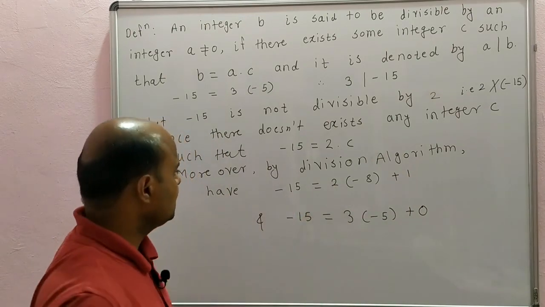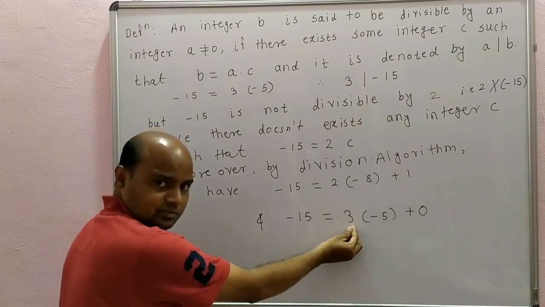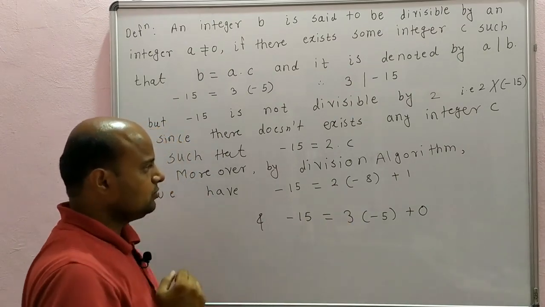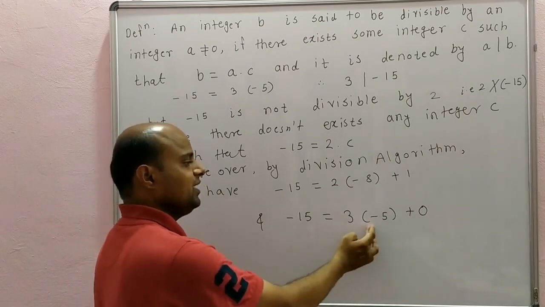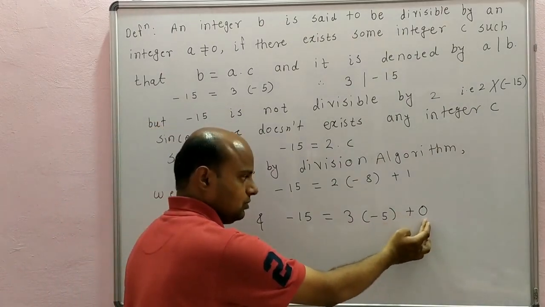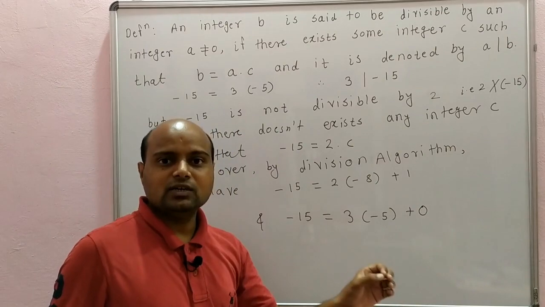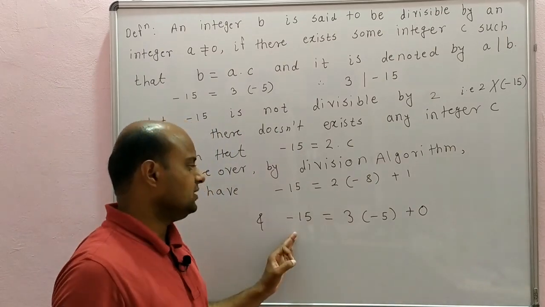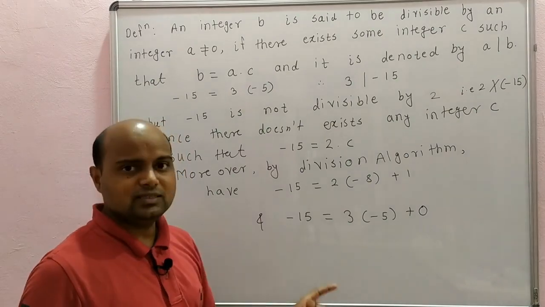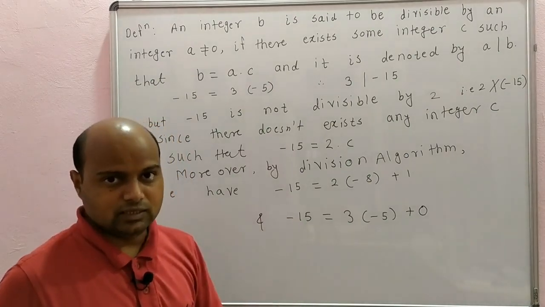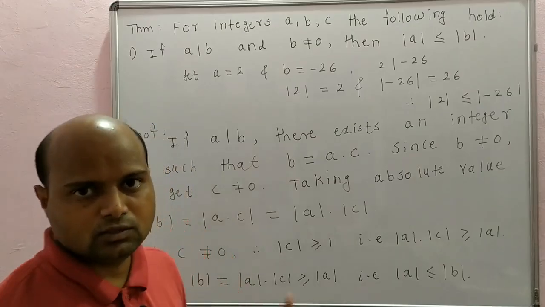But if we take minus 15 and 3, by using the division algorithm, we can write minus 15 is equal to 3 into minus 5 plus 0. So here 0 is the remainder when minus 15 is divided by 3. Therefore, minus 15 is divisible by 3. Now we will learn these results.